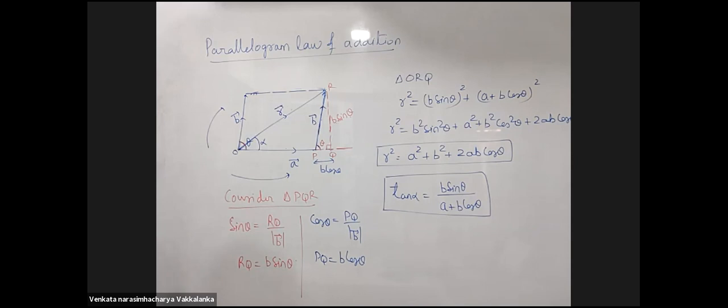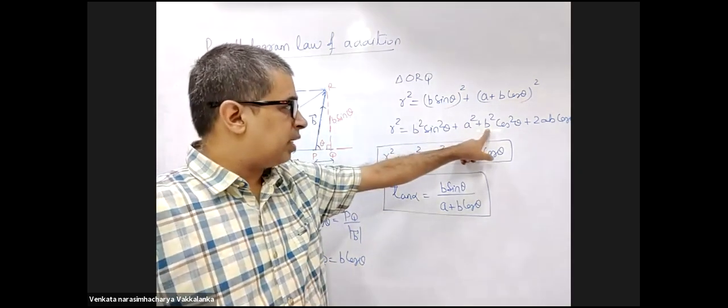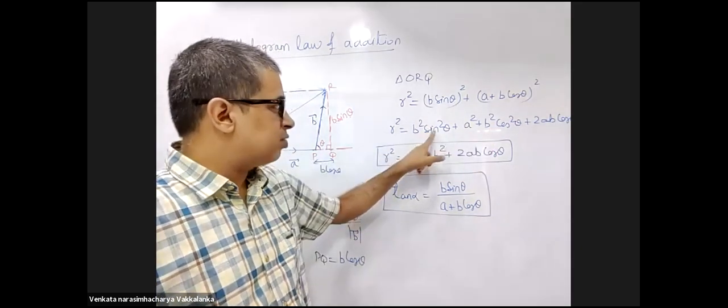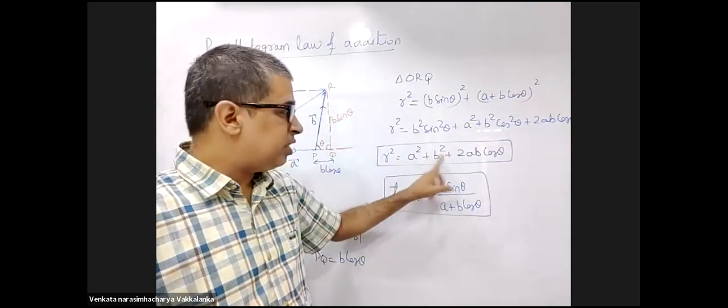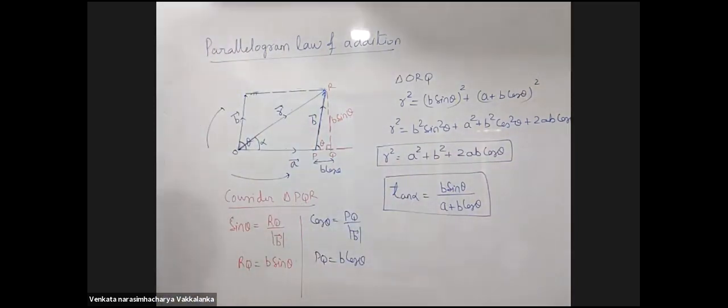Sir, in R square equals A square plus B square, it should be 2B square, no, I think, because when I take B square common from the third and this, sin square theta plus cos square theta is 1. Yeah, 1 into B square will be only B square.